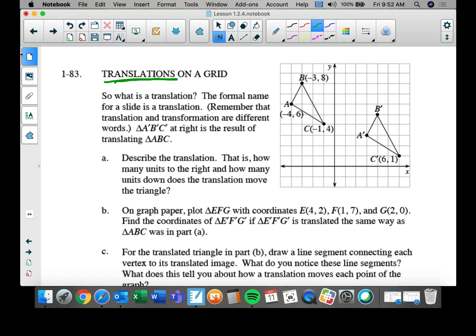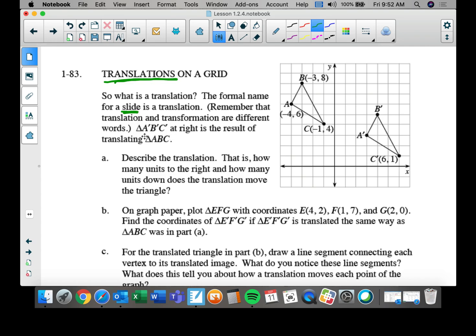Okay, so first question, if you notice here, what is a translation? It is the formal name for a slide. That's what we're taking a look at. A translation is just a slide, is all it is. And one thing, if you notice in parentheses here, remember that the words translation and transformation are different, okay? Transformations are reflections, rotations, and translations. So a transformation is any one of those, anything that you would do to a shape. A translation is a slide. It is a type of transformation.